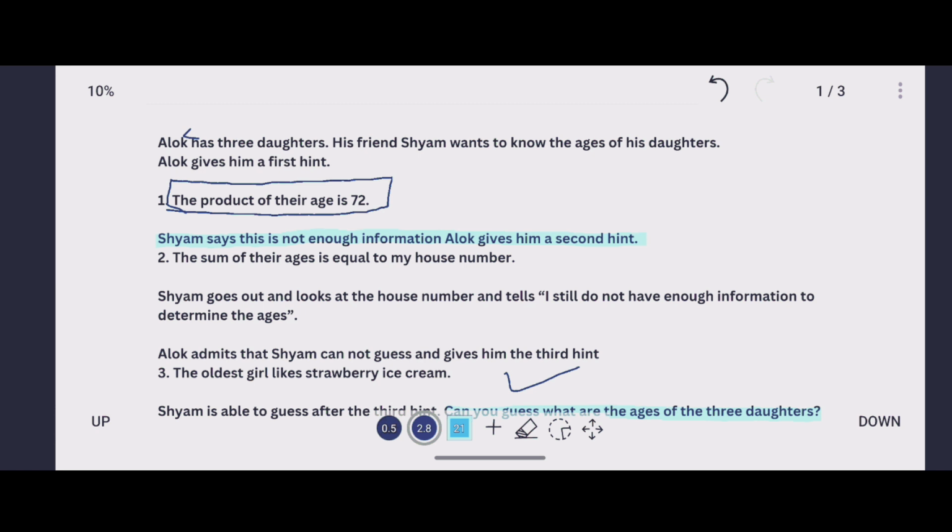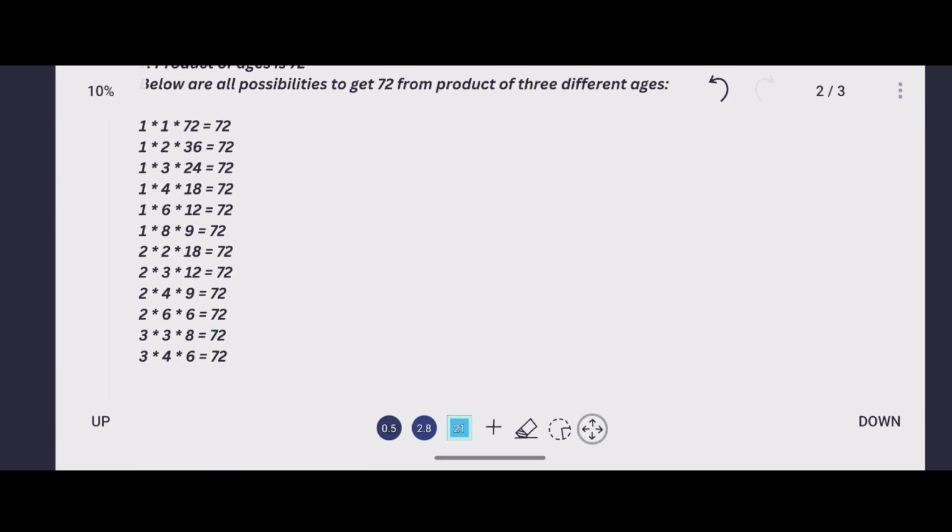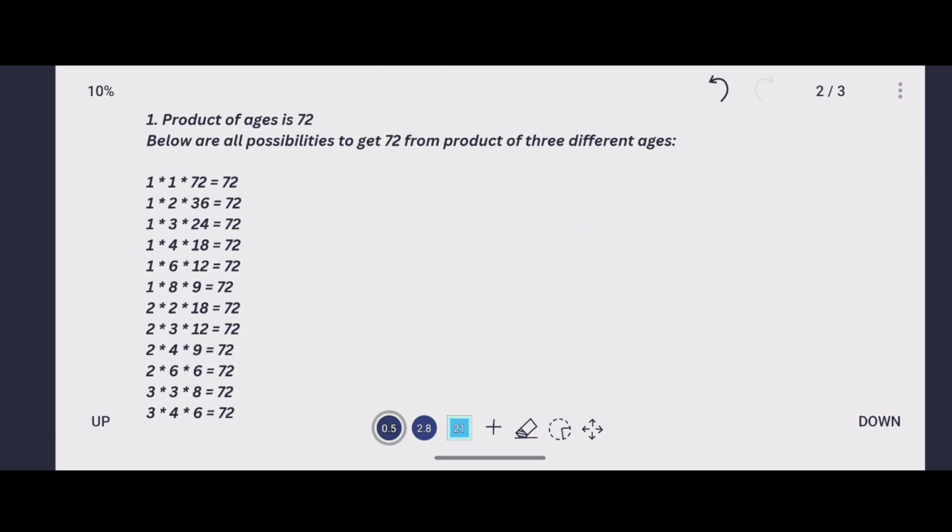So what we can do in this case is list out all the possible products which are equal to 72, right? So I have done this thing here. Product of ages is 72. So what I'm going to do is write all the possibilities which give me the product 72. First, I wrote 1 into 1 into 72, which will give me 72.